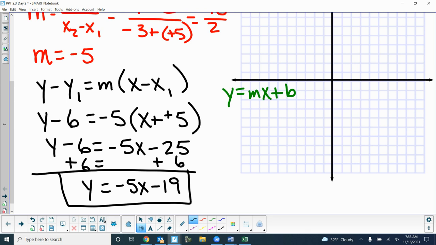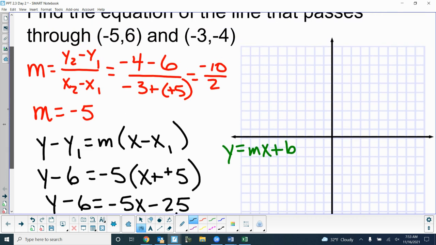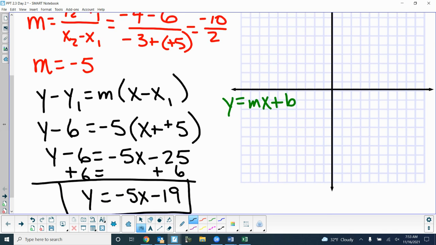Again, you pick one of the 2 points they give you. That's your choice. If you pick the other point, you'll still get negative 5x minus 19. It won't change the answer. If you want, since you know you have to put it in slope-intercept form, if you want to plug it into that right away, you can. So I'll use the other point this time. I'll use negative 3, negative 4 for this one. So y was negative 4, m was negative 5, and x was negative 3.